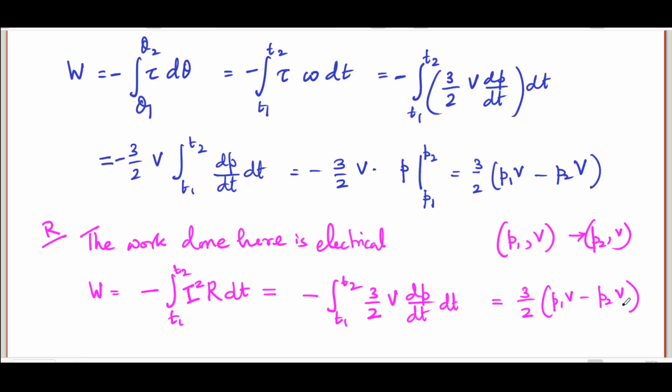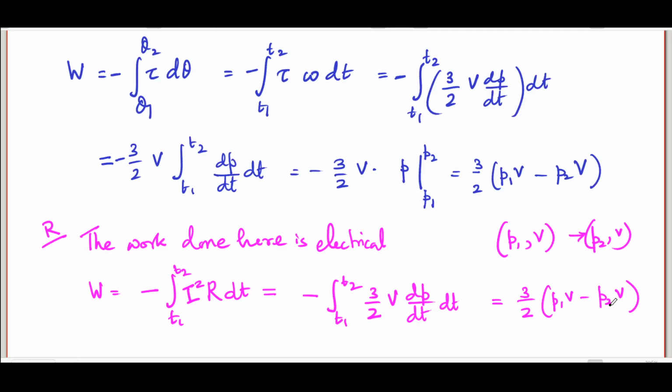Note that in both of these examples, P2 is bigger than P1, and as a result, the net work done by the gas is negative in both cases. That's really not very difficult to understand. In both of these cases, we are actually transferring energy into the gas. So it's really work done on which is positive, and so the work done by the gas works out to be negative expressions for both the cases.